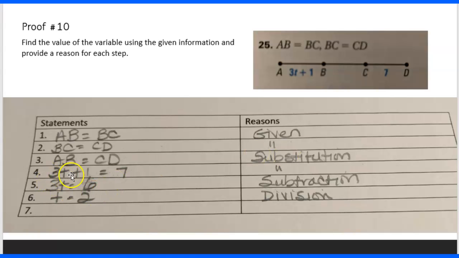Then I'm going to do the 3t plus 1 equals 7. Again, substitution, because I'm substituting this in for the name of the segment. I do my algebra, 3t equals 6, because I subtracted a 1 there, subtracted it there. That would be subtraction, and then t equals 2, that would be division. This is my value. So hopefully this has been helpful for you.